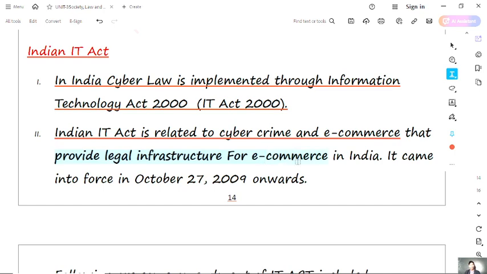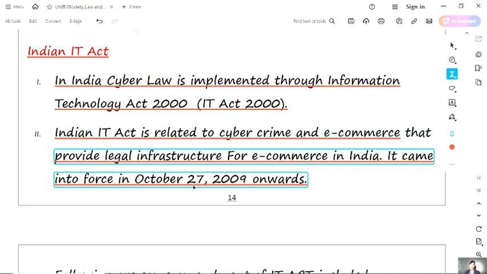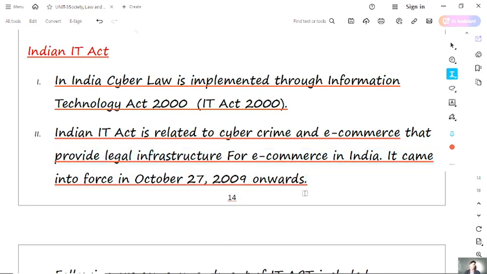For example, e-commerce in India comes into force on October 27, 2009 onward. Generally, the Indian IT Act is related to e-commerce and the legal infrastructure. If you are using an e-commerce website, it comes into force from 27 October 2009 onward, and right now the IT Act is working for that.